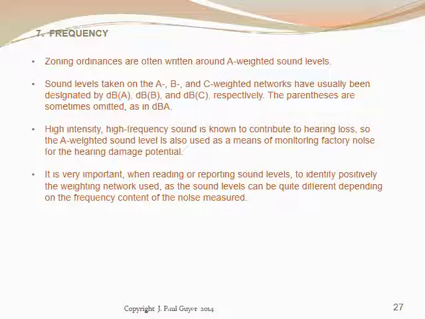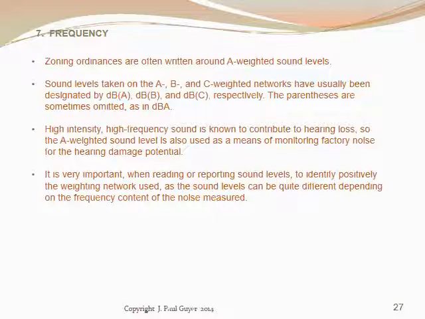Sound levels taken on the A, B, and C weighted networks have usually been designated by dBA, dBB, and dBC, respectively. The parentheses are sometimes omitted, as in dBA. The weighting networks, in effect, discard some of the sounds, so it's conventional not to refer to their values as sound pressure levels, but only as sound levels, as in an A-weighted sound level of 76 dBA.